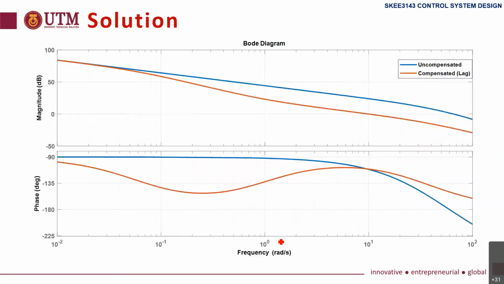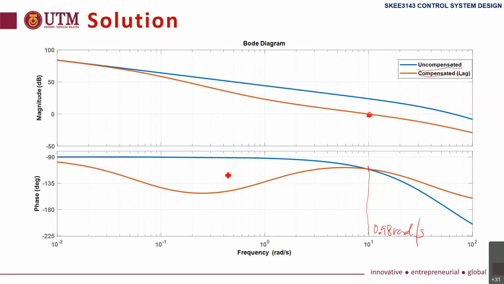Okay, and I use MATLAB to plot to show you the difference between the uncompensated. Uncompensated meaning without controller, not yet controlled. Compensated means with a controller. In this case, we use lag. We can see that at the point that we are interested in, here is 0.98. We design at 0.98 radian per second. We can see that the magnitude is 0. This is what we design.